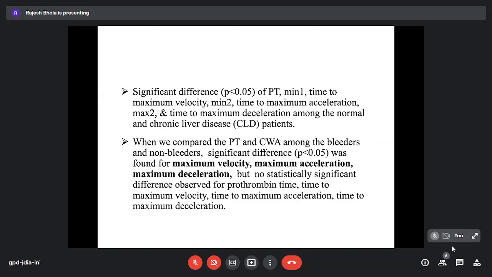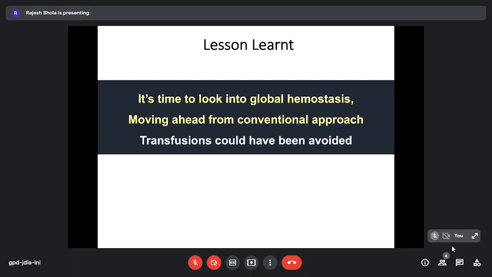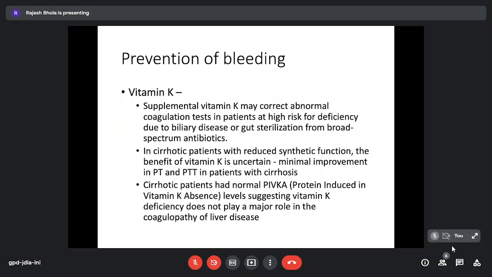But when we compared the PT and the clot waveform analysis among bleeder and non-bleeder, there is a significant difference in the maximum velocity, maximum acceleration, and maximum deceleration between the bleeder and the non-bleeder patients. So what we have learned is that it's time to look beyond the routine test into global hemostasis. We have to move ahead from the conventional approach, and maybe looking into global hemostasis can better guide us regarding transfusion, where we can avoid unnecessary transfusions.